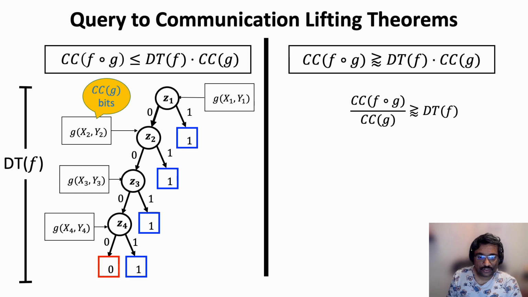And the cost of doing the simulation is just the decision tree complexity of f, which is the number of queries you make on the path, times the communication complexity of g. So this is the easy direction.